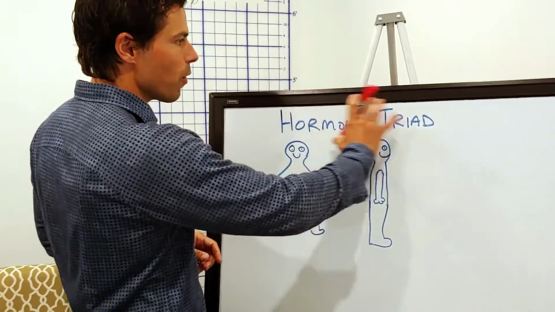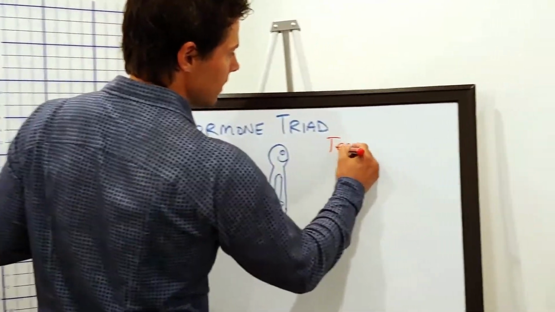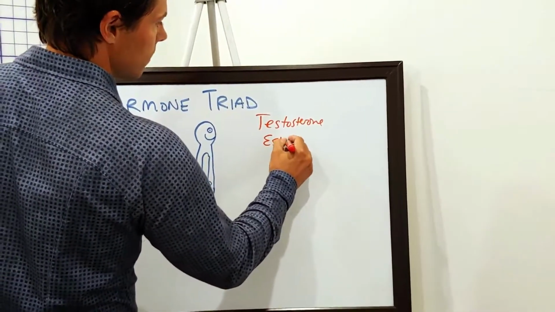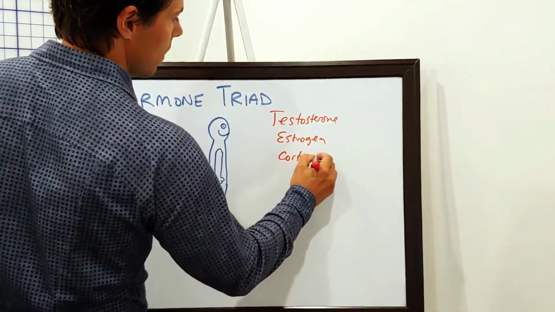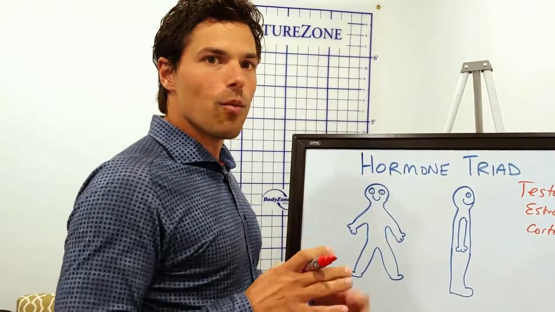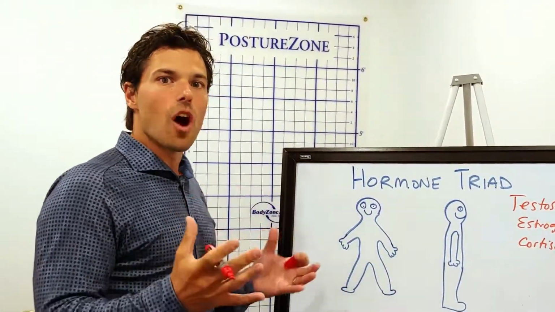So what we're going to do is talk about three major hormones. There is testosterone, estrogen, and cortisol. I'm going to show you through three triangles in the body where you could look to see if you're fairly symmetrical or if there's a dominance.